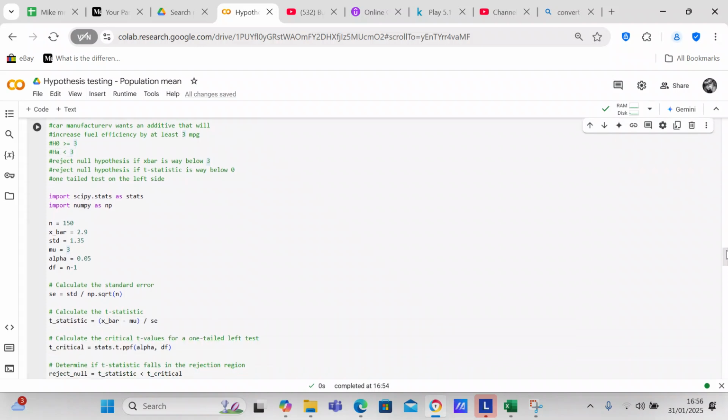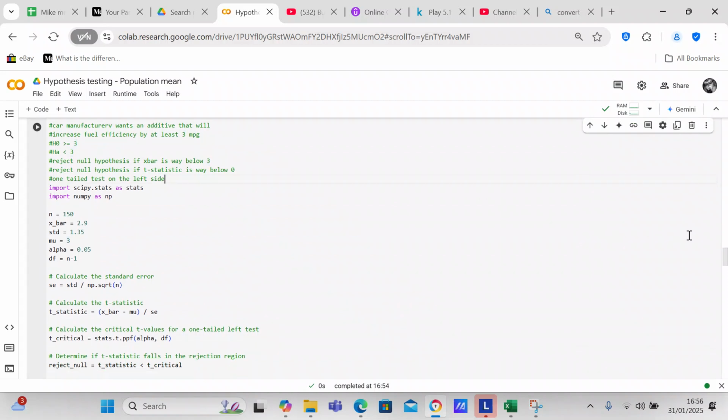So we're going to reject the null hypothesis if X bar is way below 3, and we're going to reject the null hypothesis if the t-statistic is way below 0. And this is a one-tailed test on the left side.